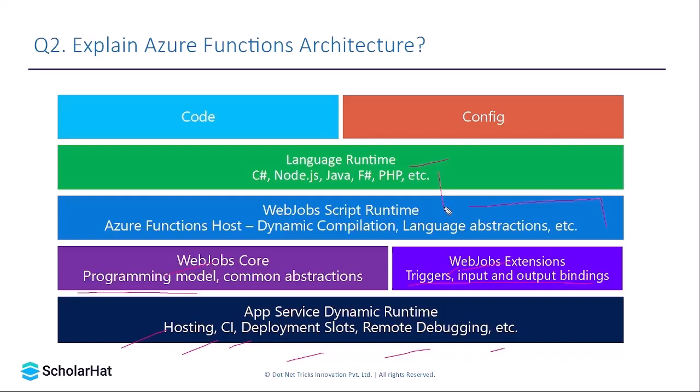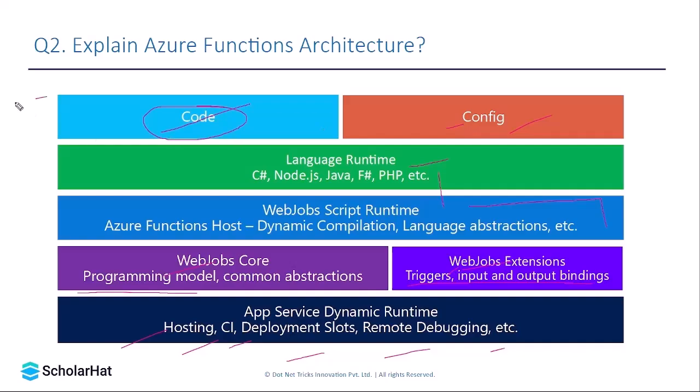On top of that, we have code and config. Code simply means the exact functionality of an Azure function which is required as code, which needs to be performed. And when you talk about config, it's basically a JSON file which has the different configuration of an Azure function. A configuration can be anything. It could provide different configuration that is used by an Azure function.